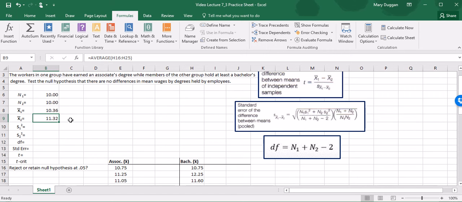So I just want to take a moment right here and ask, is the difference between $10.36 and $11.32 a real difference, or is that just a product of sampling error? So our t formula is going to take into account a couple different things, sample size and variability within our samples, to figure out whether or not the differences that we're seeing are real differences or if they're just due to chance. And so the next thing that we're going to do is calculate the variance.